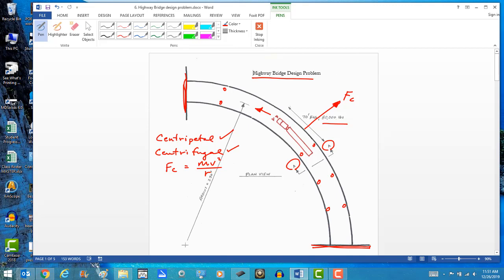So from the standpoint of the truck, it's as if a centripetal force is pulling the truck inward, keeping it in the curve, keeping it from flying off the outside of the curve. But from the standpoint of the bridge, it's a centrifugal force. It's trying to tip the bridge over. It's pulling the bridge outward from the center. And in this problem, since we're concerned about designing the bridge, I'm going to use the word centrifugal. In either case, the formula is the same. F sub C is mv squared over r.